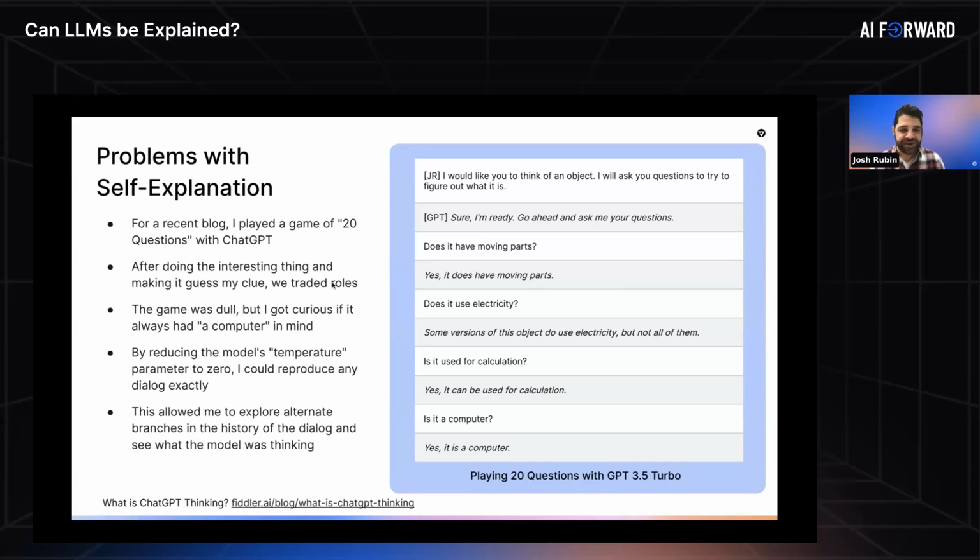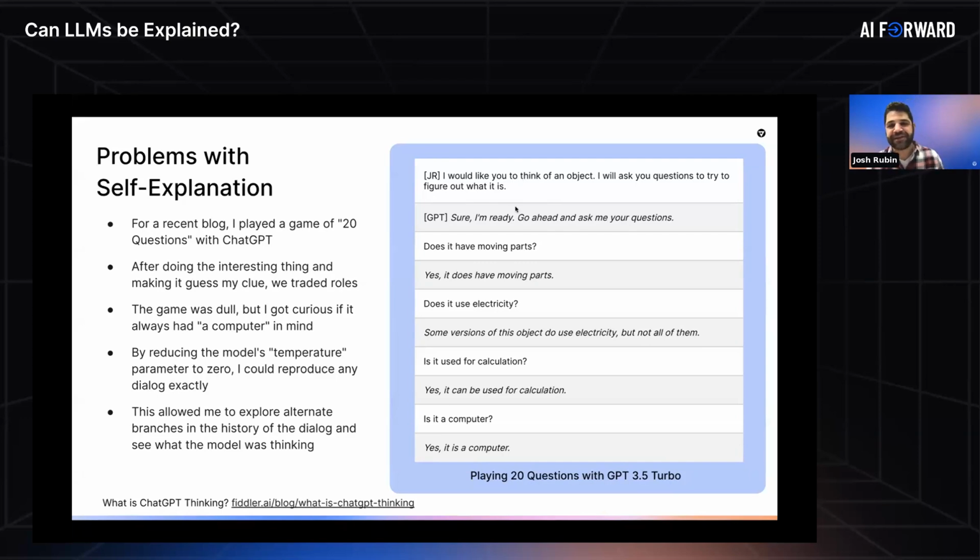I played this game of 20 questions with ChatGPT, and I made it guess my clue, and that was sort of interesting. It did a good job of figuring out what I was thinking. I decided to switch the tables and ask ChatGPT, this is GPT 3.5 Turbo, to let me guess clues that it's thinking of. And so here's the dialogue.